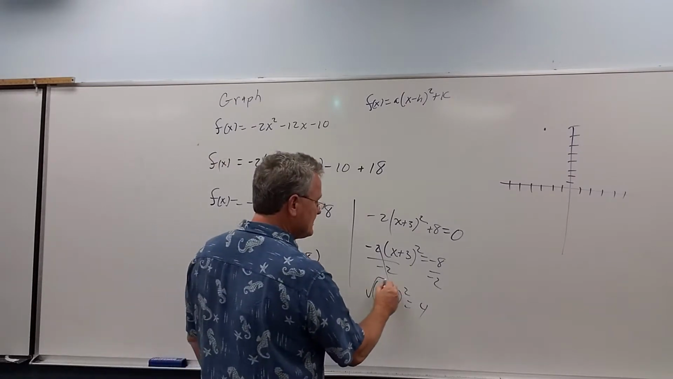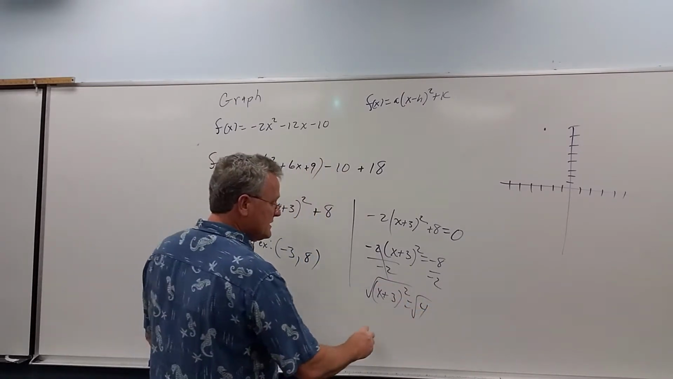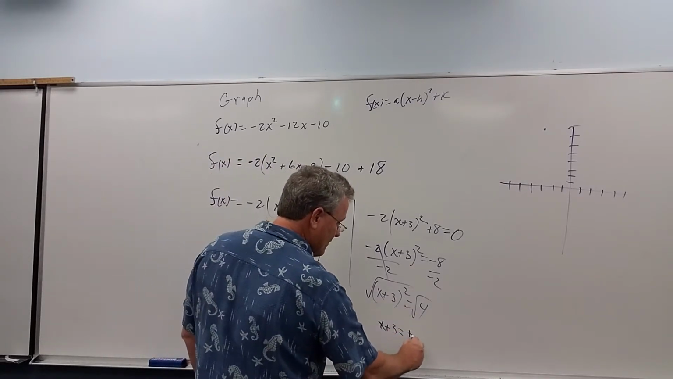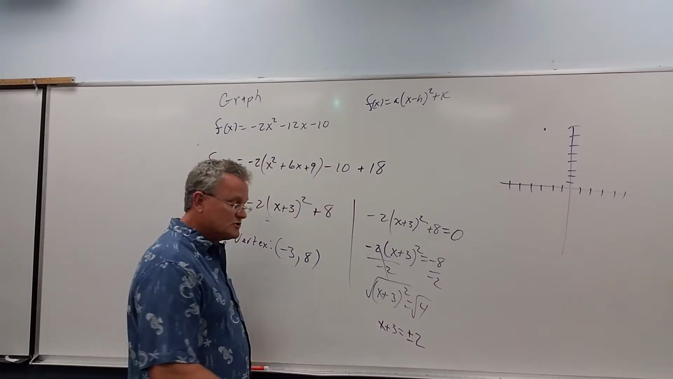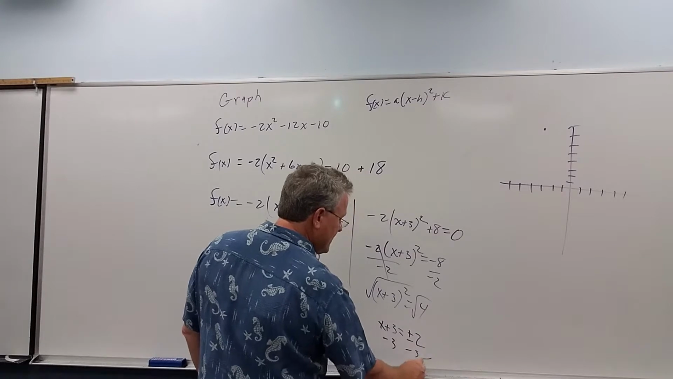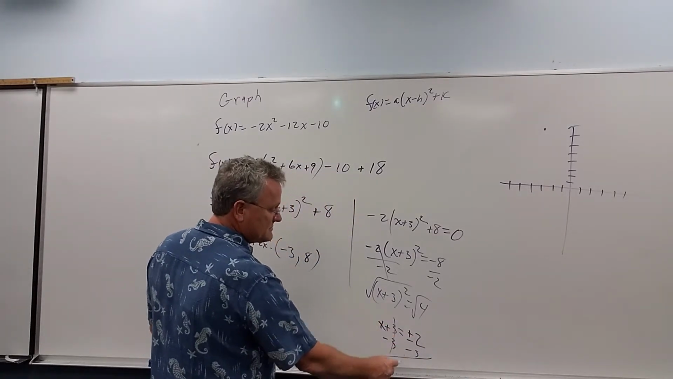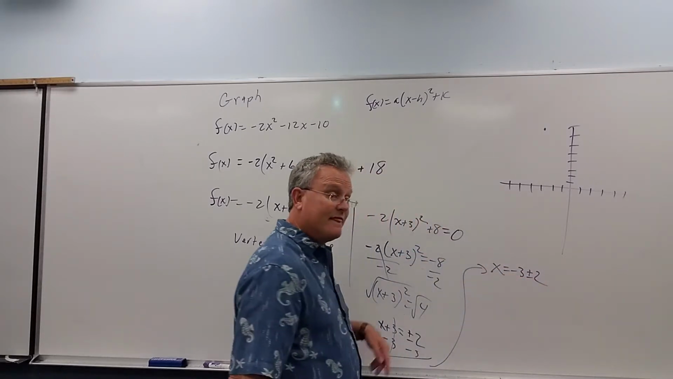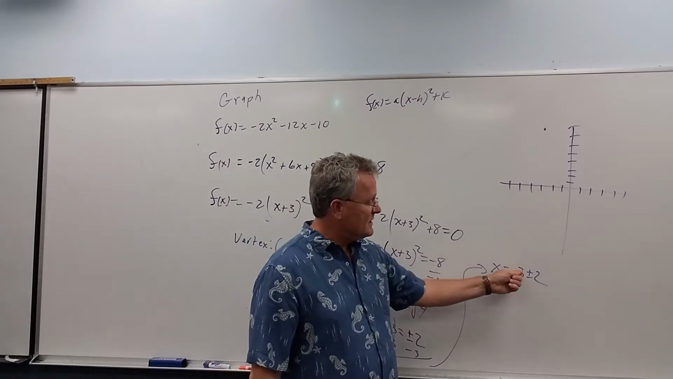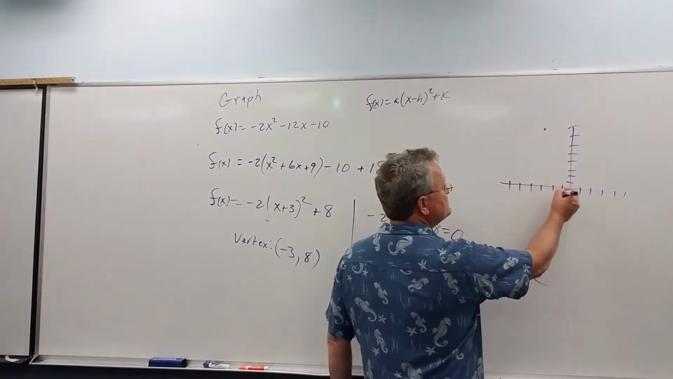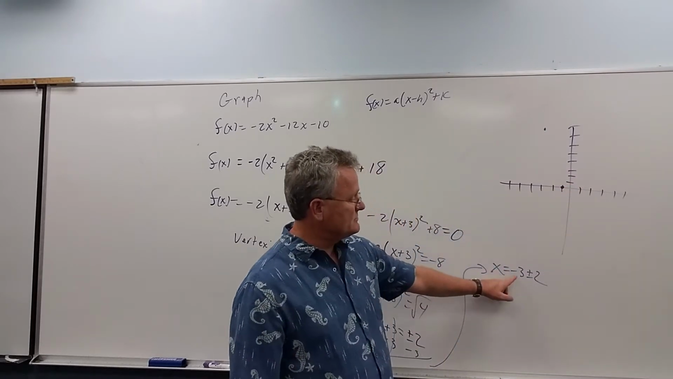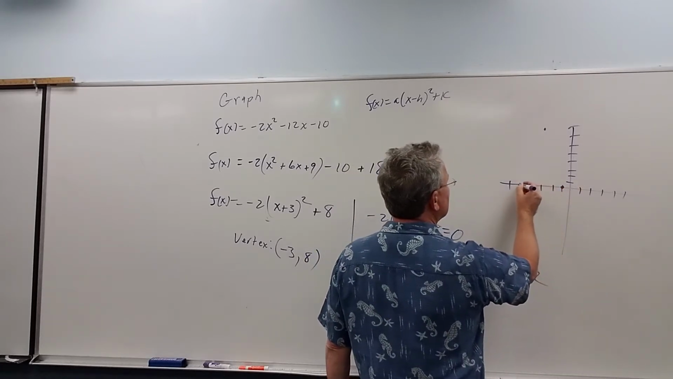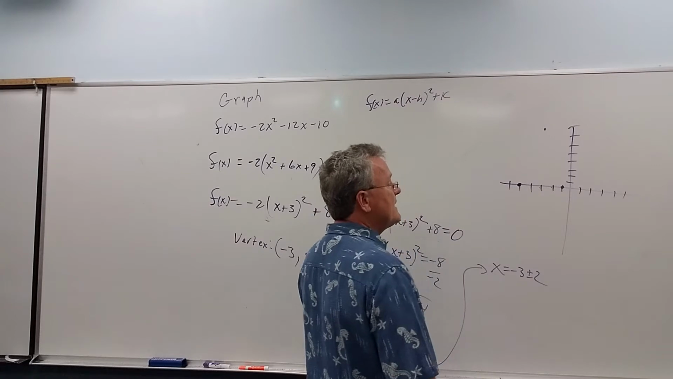Take the square root of both sides, and remember the square root property says we get x plus 3 equals plus and minus the square root of 4, which is 2. Last, we subtract 3 from both sides, and we get x equals -3 plus and minus 2. That is saying there are two answers. One answer is -3 plus 2, which is -1. The other answer is -3 minus 2, which is -5. 1, 2, 3, 4, -5.